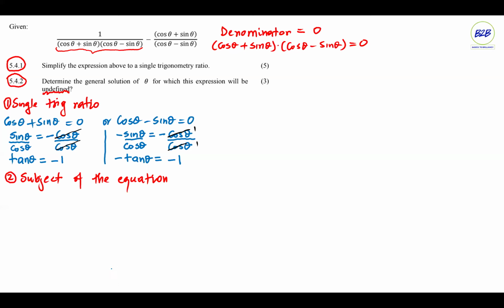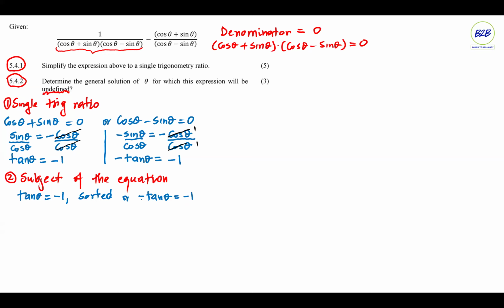Within these two equations, we have tan theta equal to minus 1. So this is already sorted. Theta there is the subject of the equation. But in the second one, which is minus tan theta equal to minus 1, then tan theta is not the subject of the equation. What is the problem? That negative.